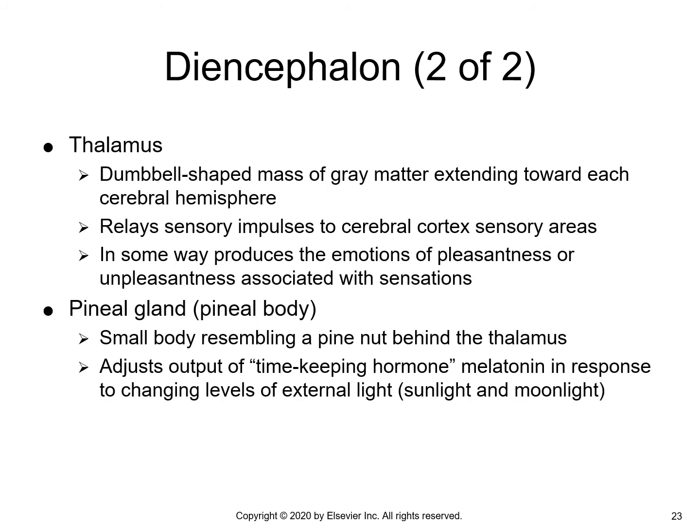So let's talk about the thalamus. It's a dumbbell-shaped mass of gray matter extending toward each cerebral hemisphere. It relays sensory impulses to the cerebral cortex, sensory areas, and in some ways it produces the emotions of pleasantness or unpleasantness associated with sensations. So if you're walking out in cold wind and it's hitting you in the face, and that sensation is an unpleasant sensation, chances are that your thalamus is helping make that decision that this is not a pleasant experience.